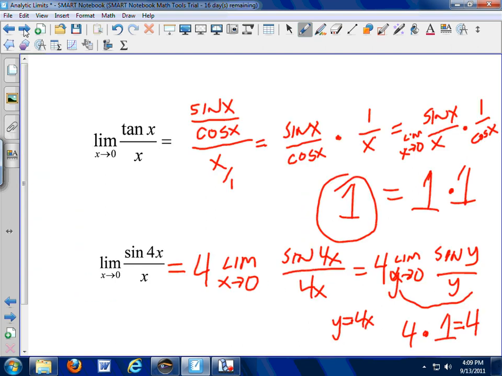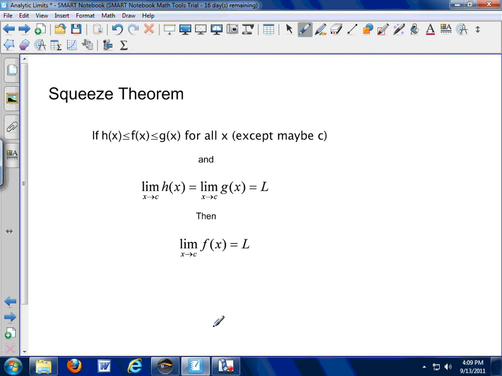Great. Alright, last thing. I'm just going to put this on the screen. The squeeze theorem. I'll read it. If h of x is less than f of x, which is less than g of x for all x, except maybe c, and the limit as x approaches c of h of x is equal to the limit as x approaches c of g of x, which is equal to L, then the limit as x approaches c of f of x is equal to L.